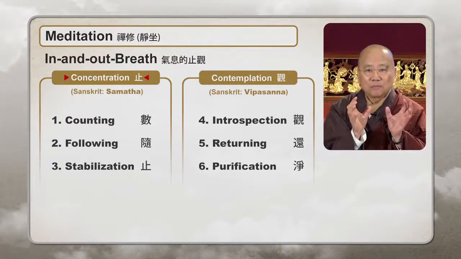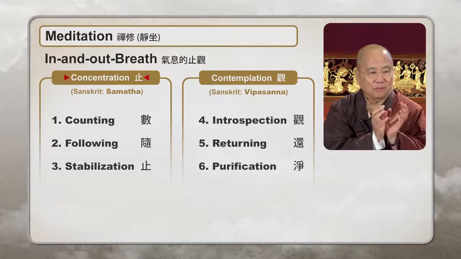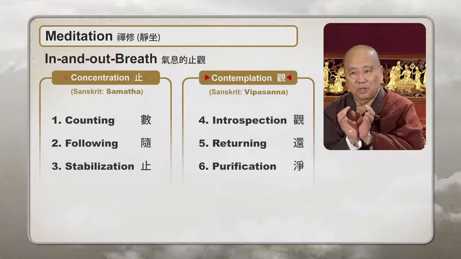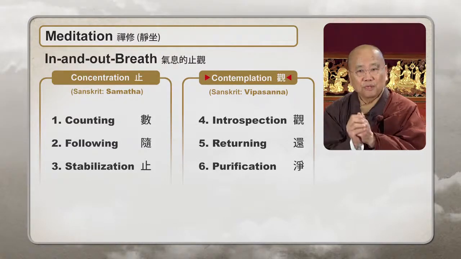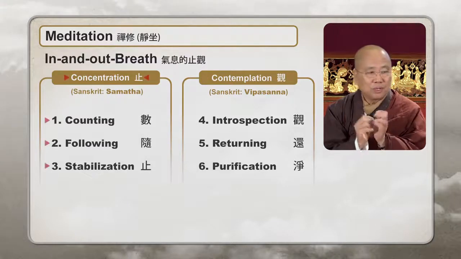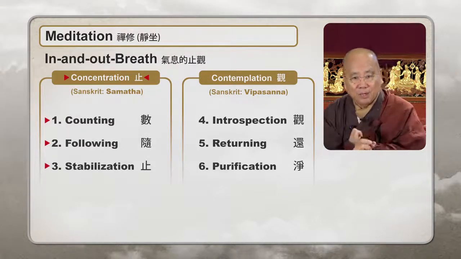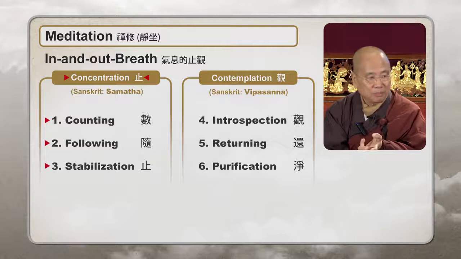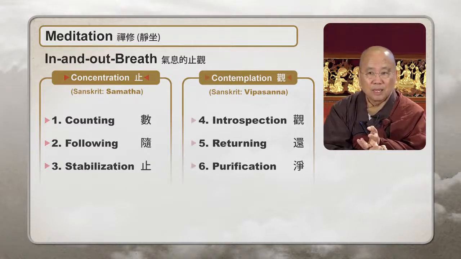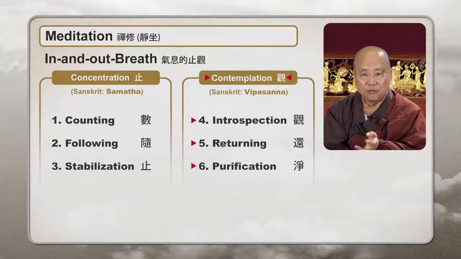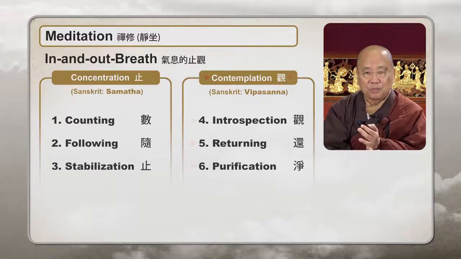Concentration involves 3 topics in it, and contemplation involves another 3. Concentration training is counting, following, and stabilization. And contemplation requires introspection, returning, and purification. So remember these 6. We call it the 6 superior doors to meditation. These are the doors to meditation. All right?